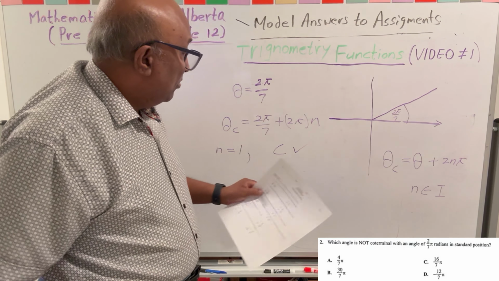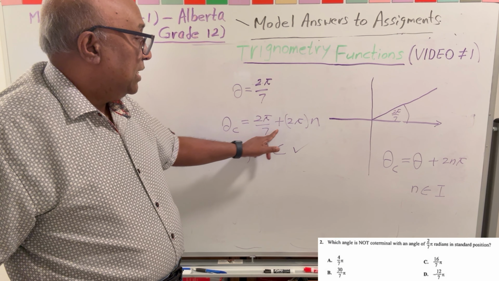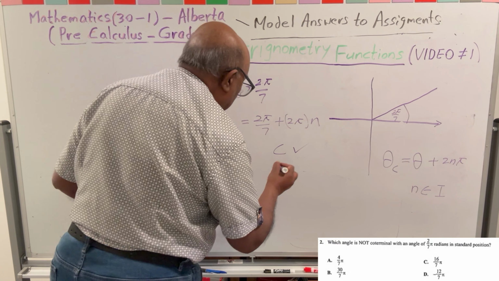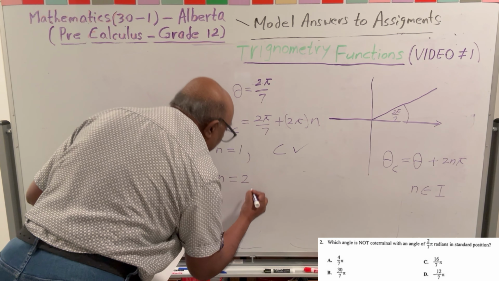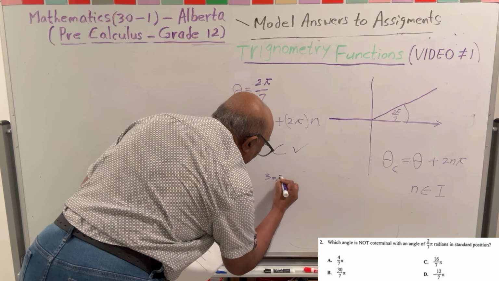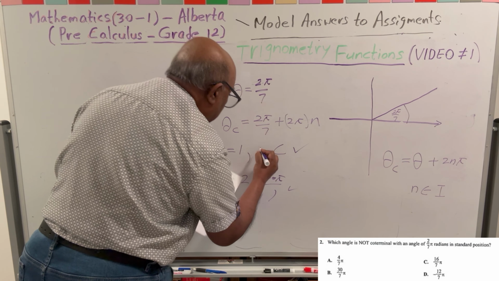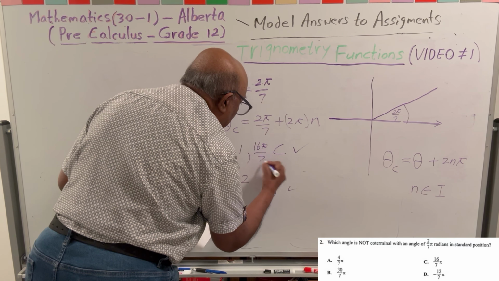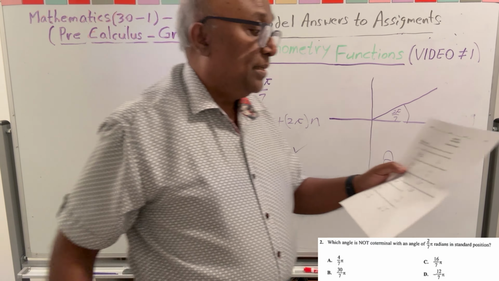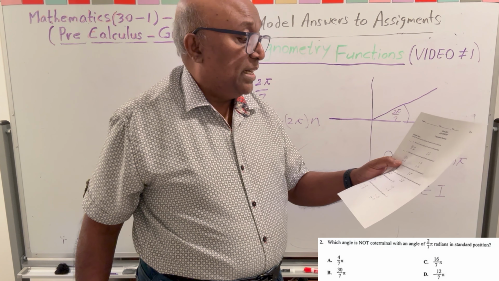Let's check with another one. If we put n equal to 2, we get 2 pi by 7 plus 4 pi: 7 times 4 is 28, plus 2 is 30, so 30 pi upon 7. Yes, that is also there. Here we got 16 pi upon 7, which is given in option C. And 30 pi upon 7 is also right, option B. That means option C is a coterminal angle, and option B is a coterminal angle.